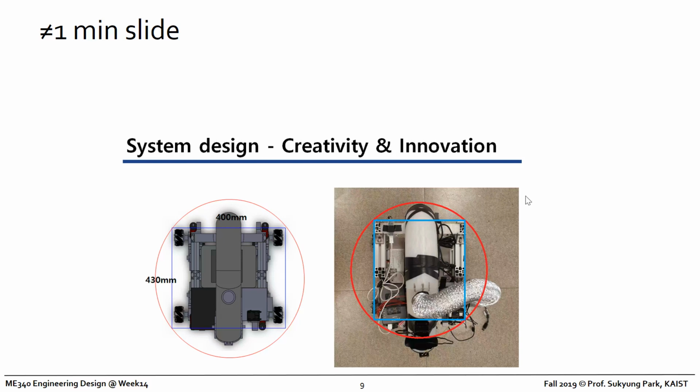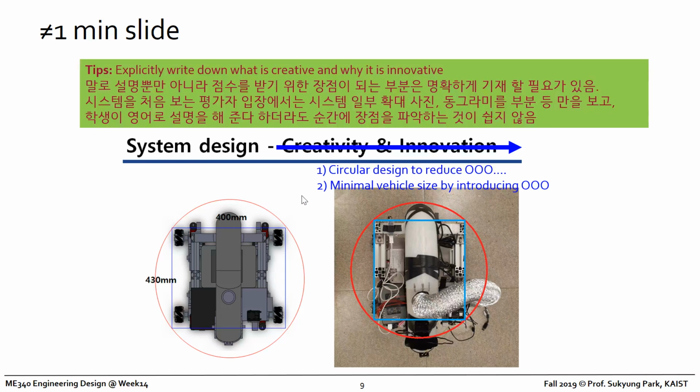And then the title was "creativity and innovation," which is not informative at all. It's too general. In what aspect is it creative? In what aspect is the system innovative? Of course, maybe the presenter was explaining it orally. However, I would strongly recommend you write down explicitly why your system is creative and innovative, so that the evaluator will give you the credit while they're following your talk.